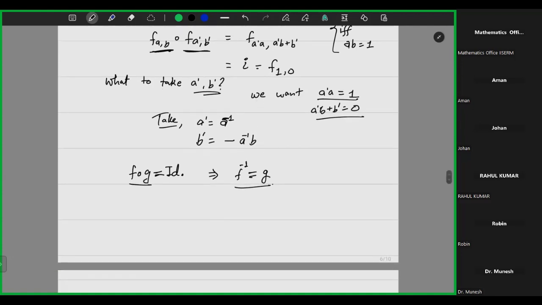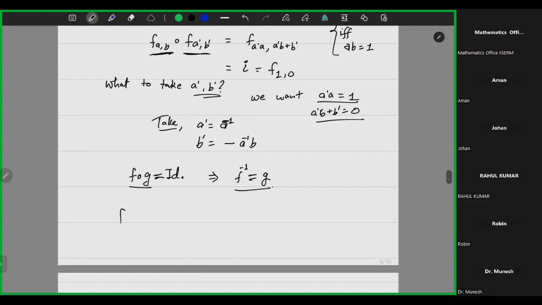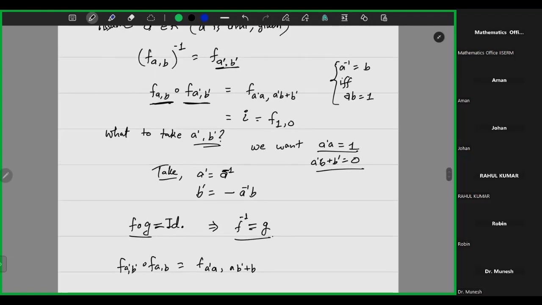So let's see f_{a',b'} composed with f_{a,b}. What will it be? f_{a'a, ab'+b}, right? The positions of the a primes are changed.